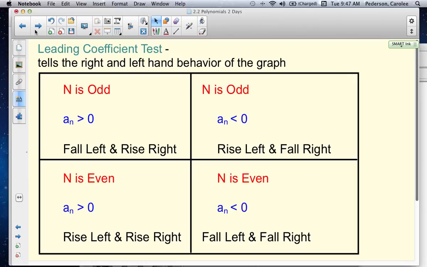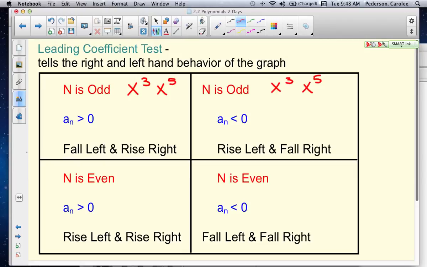So we talked about the leading coefficient. Remember, in standard form, it's the first term, the coefficient in front. We're looking at two things, the degree and the leading coefficient. The top two boxes are when the degree is odd. If we think about odd functions, we're talking x to the third, x to the fifth. If you want to add that to your box, that's totally fine.